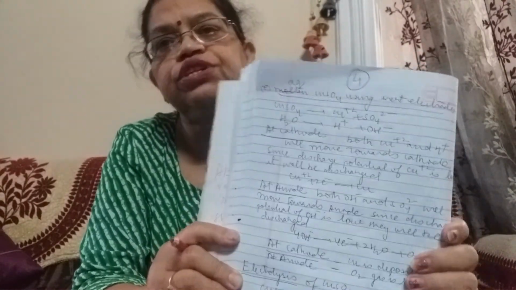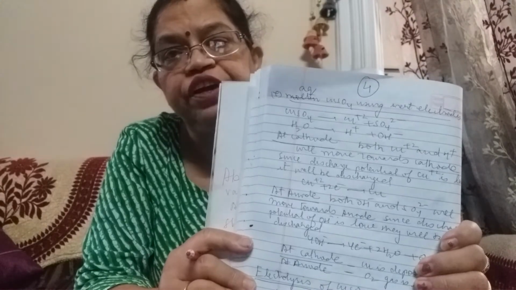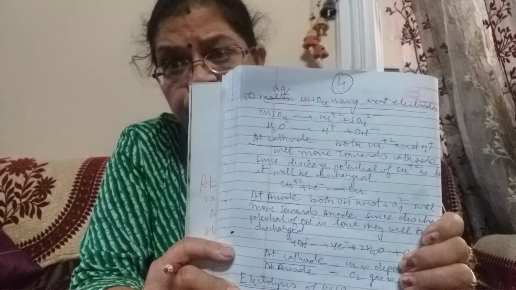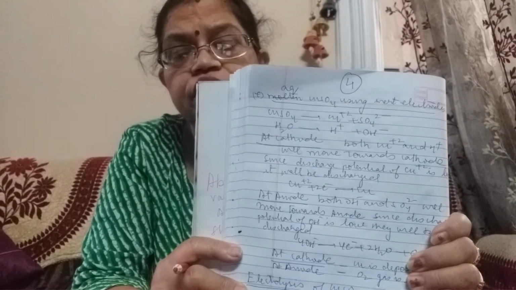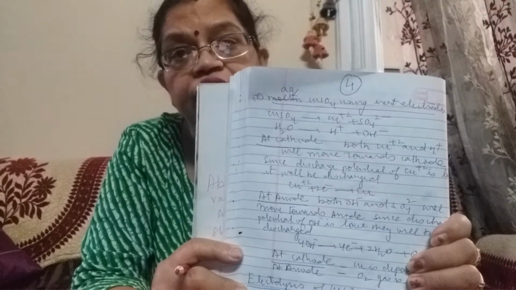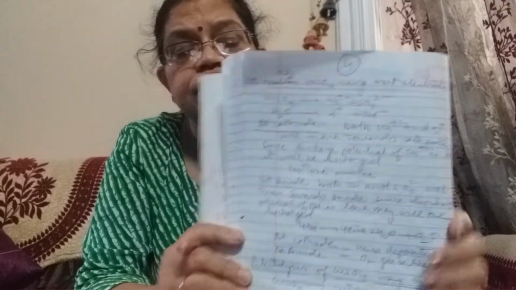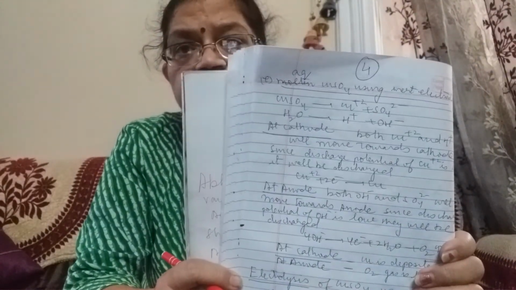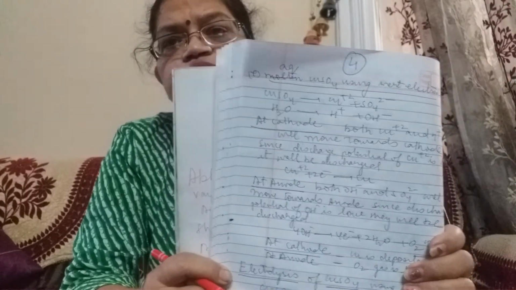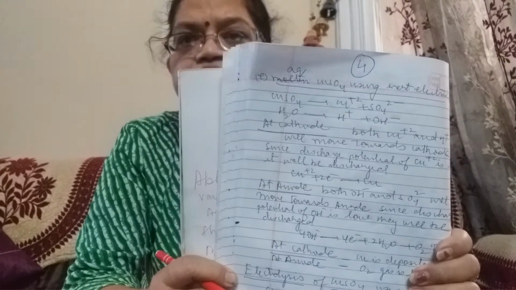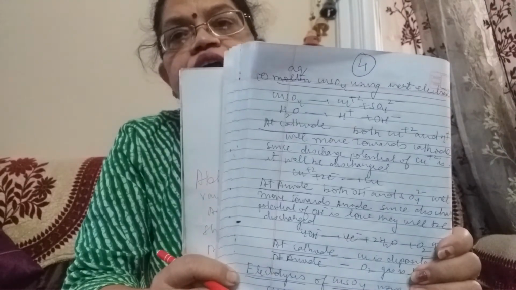Suppose we are taking aqueous copper sulfate. You know copper sulfate will break down into copper ions and sulfate ions. And since we are taking water, water will also break down into H ions and OH ions. Both copper ions and H ions will start moving towards the cathode. Out of copper ions and H ions, copper ions have got lower discharge potential. So H ions will remain in the solution and copper ions will get discharged. So copper will get deposited at the cathode.